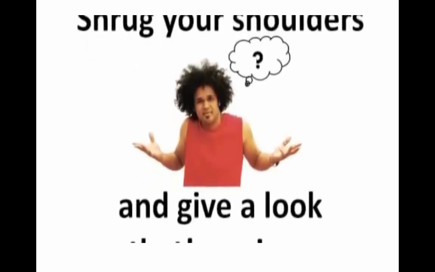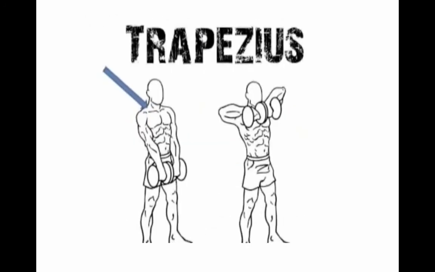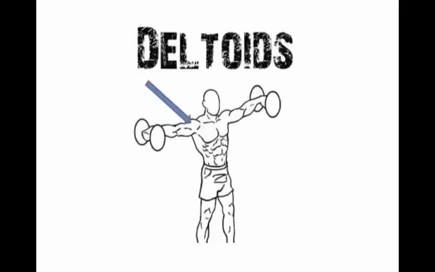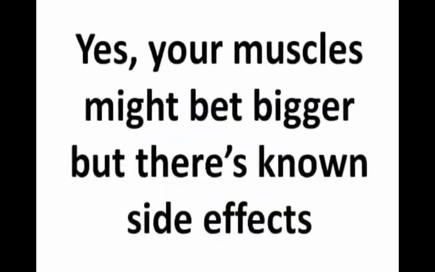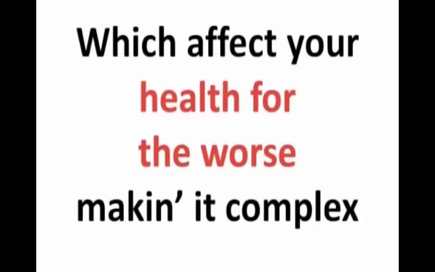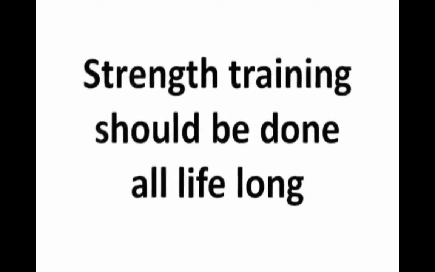Shrug your shoulders and give a look that's curious. What caused them to shrug is known as the trapezius. Can't forget the shoulders, front, mid, and rear deltoids. They help you raise your arms. Please never do steroids. Yes, your muscles might get bigger, but there are side effects which affect your health for the worse, making it complex. Strength training should be done all life long.